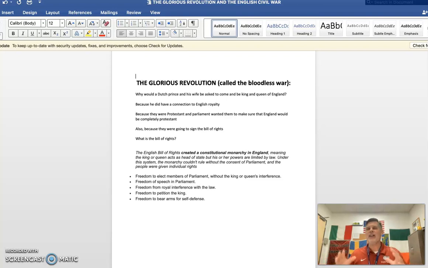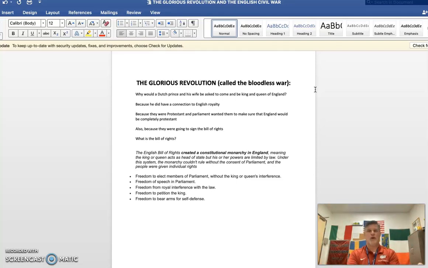So England is really the first country to start to challenge that notion with the English Civil War. Parliament was victorious, the king was beheaded, and now what are we going to do? Okay, so this next section is called the Glorious Revolution. It's also called the Bloodless War because there actually was not a war fought and no lives were lost.